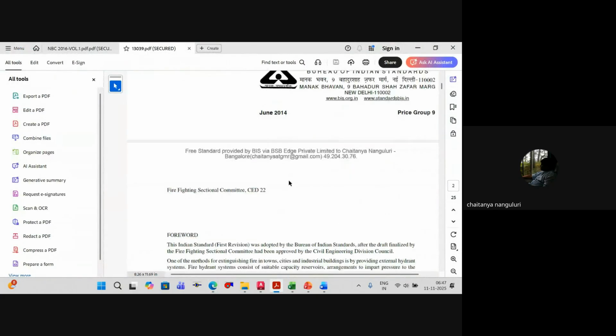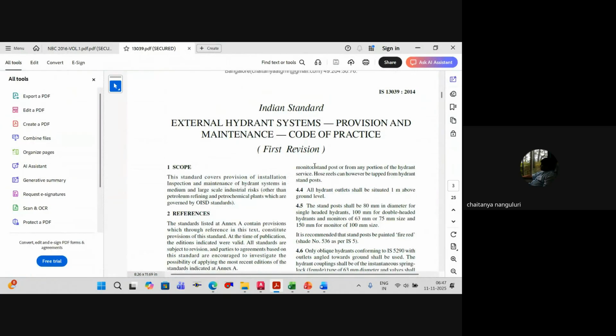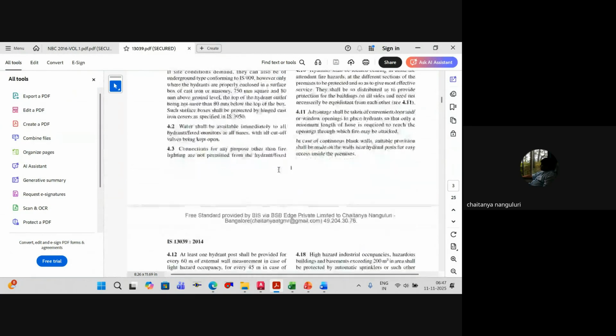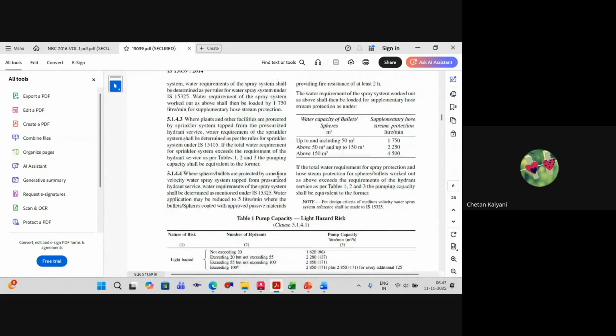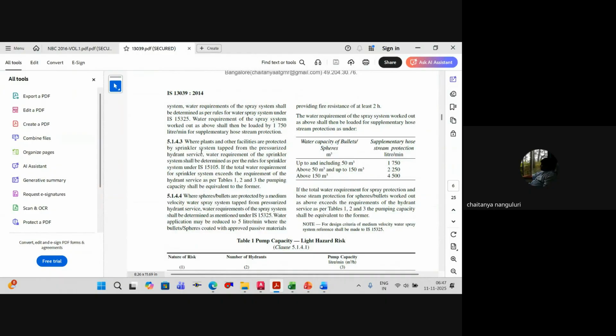Yeah. This particular one is the updated version of 2014. We have to always refer to updated versions, obviously. This is 5.1.4.3. So where plants and other facilities are protected by a sprinkler system tapped from the pressurized hydrant system, obviously, we have got a single system. Water requirement of the sprinkler system shall be determined as per the rules of IS 15105. If the total water requirement exceeds the requirement of the hydrant as per 123, the pumping capacity will be equal to the former. So whichever is highest, you have to take.